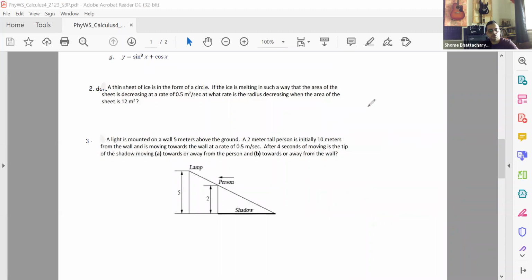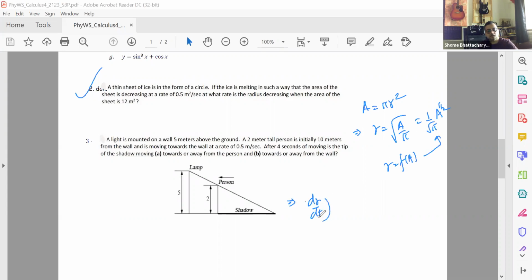So if I go with the first approach, I know area in general is pi r square. So I can reverse this and say that radius is equal to square root of A by pi, or in very simple terms, that is 1 upon root pi, which is a constant, into A to the power half. So this is the relationship between radius and area. So this is radius as a function of area. So dr by dt should be differentiation of this function. So that root pi is just a constant.